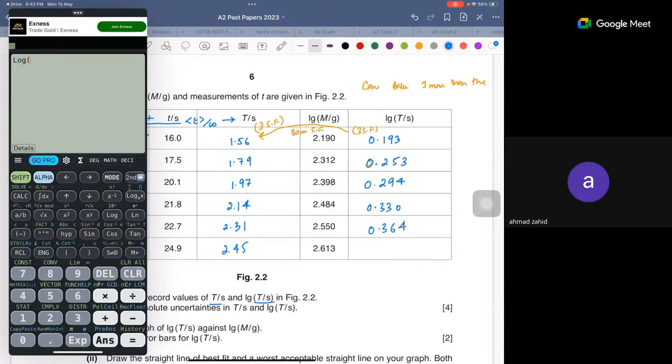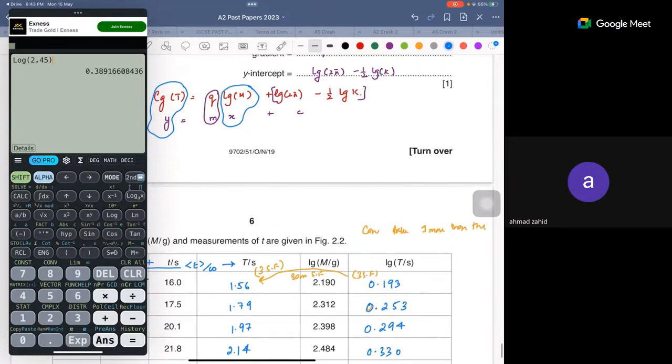Then you have to write 2.45, which is 0.389. So that should be the correct one. Now, this paper is paper 5-1, October/November. We're looking at this because it had logs, that's why.